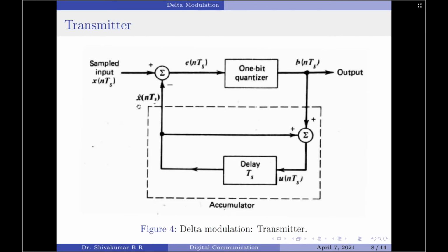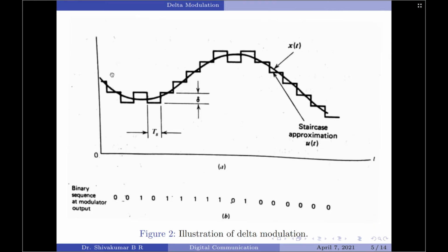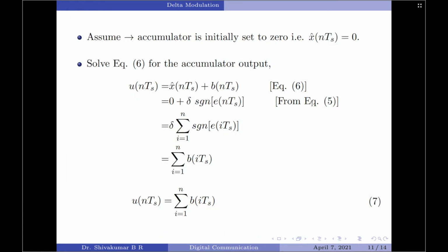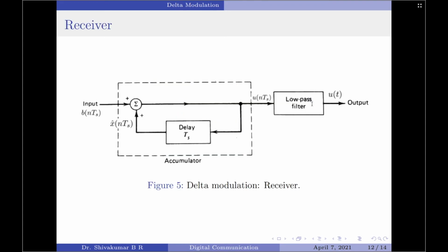So we can understand this as, if the output of the quantizer is plus, then the accumulator increments the approximation by a value of plus delta. On the other hand, if the output of the quantizer is minus, then the accumulator decrements the approximation by the value of delta. This is how you are going to get the staircase approximation of the input signal. Right, so that is about the discussion on the transmitter part. Let us now move on to the receiver part.